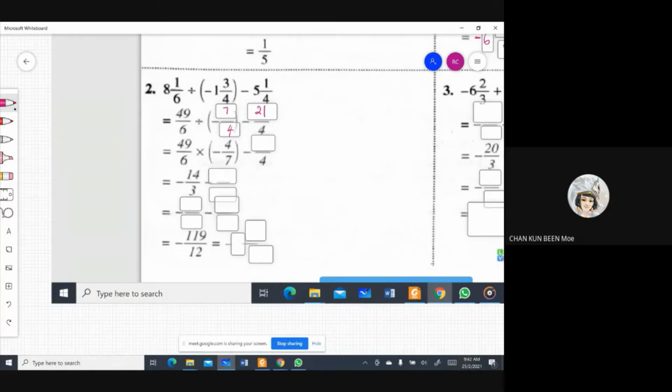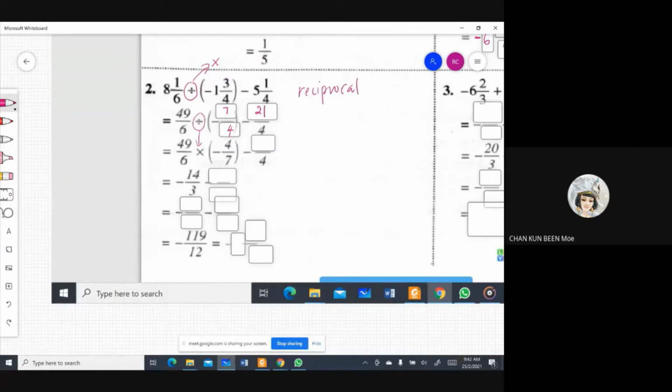Correct. Now the next thing is because this is division. Always remember we cannot solve division. We have to change it to multiplication. So when we change the division, this part here, to multiplication, that will be the reciprocal. Do you know the meaning of reciprocal?